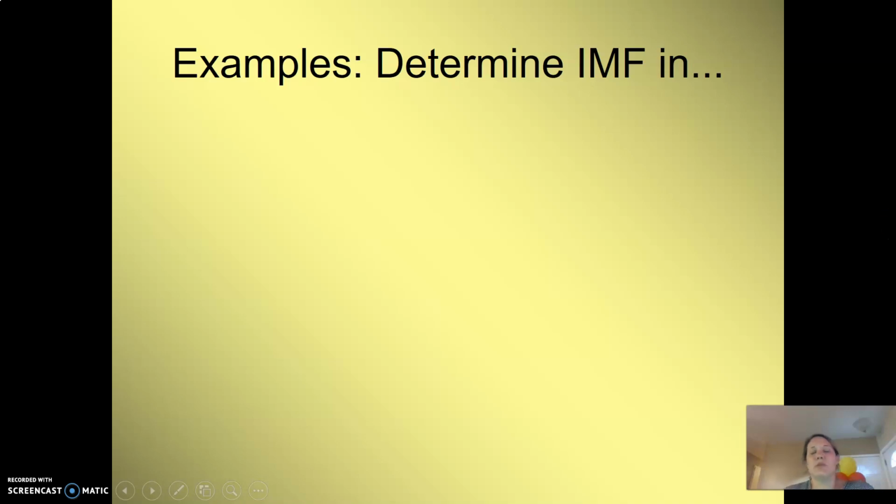So let's go over some examples and exactly the steps you would go through to figure out the intermolecular forces between certain sets of molecules. So let's start with sulfur dioxide. Okay. So sulfur dioxide, the first thing we want to do is write the chemical formula.